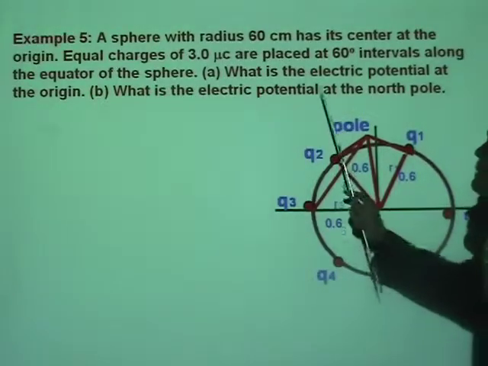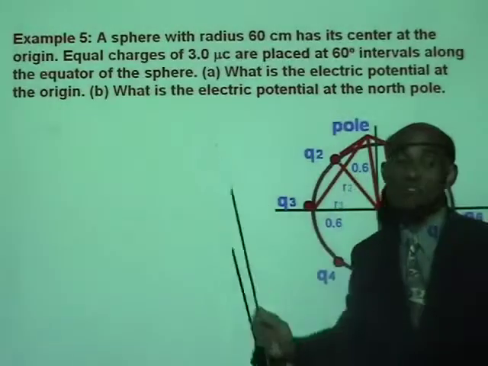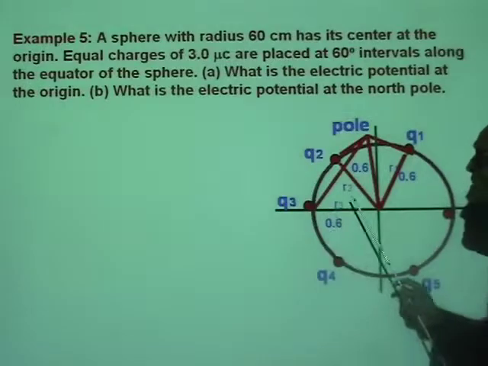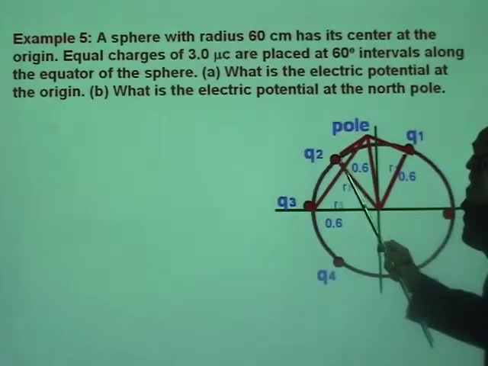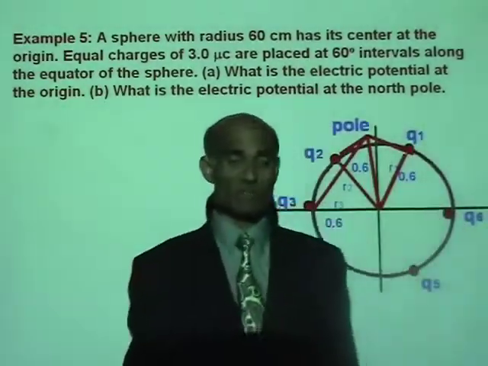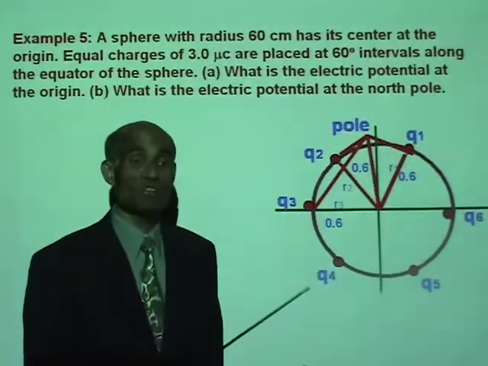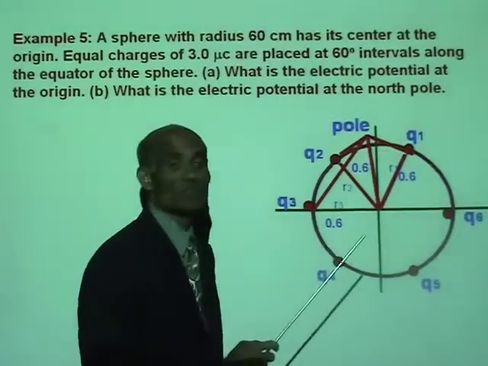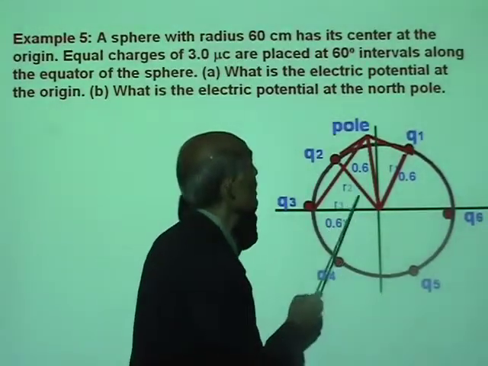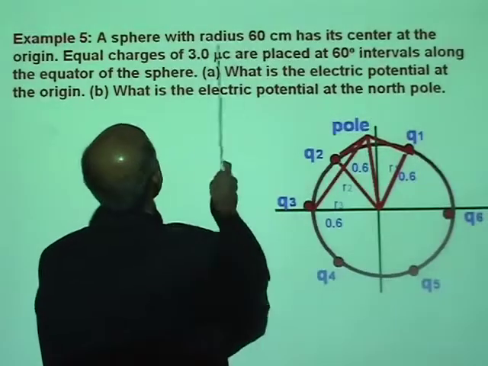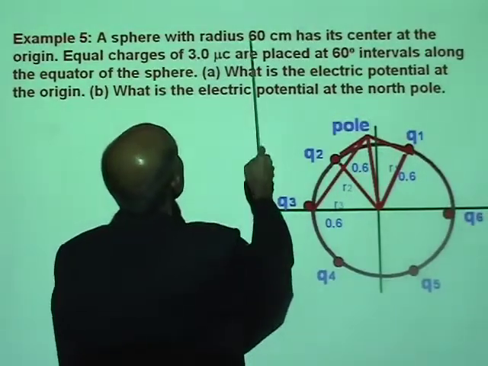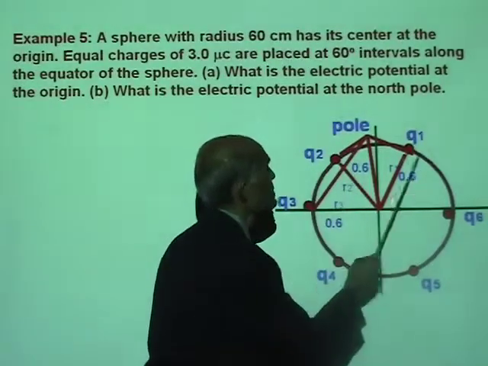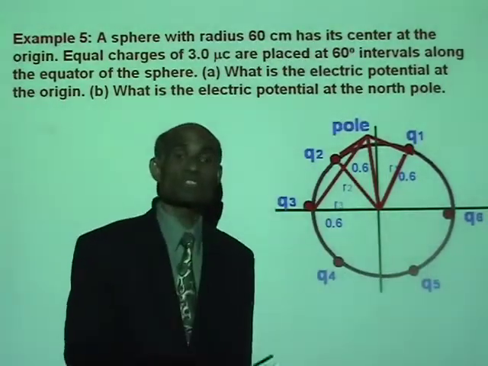Now what do we want to find? What is the electric potential at the origin? The origin is the center. That means the distance of each of these charges from the origin is the same. What is the distance of each of these charges from the origin? Equal to the radius of the sphere. What's the radius? Are we given the radius? 60 centimeter. That means the distance of each of these charges from the origin is 60 centimeter.